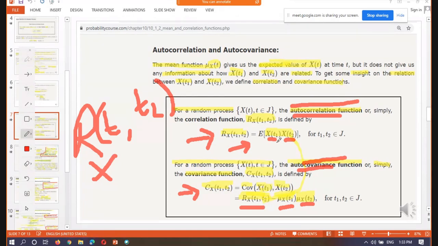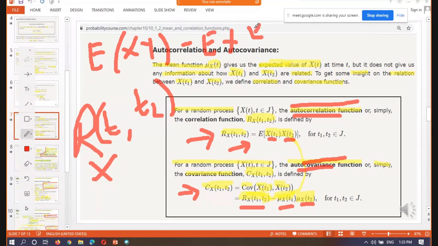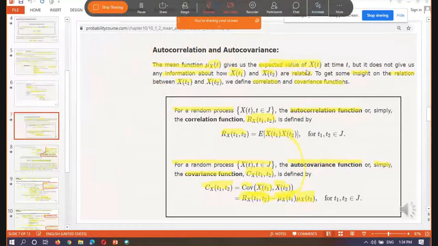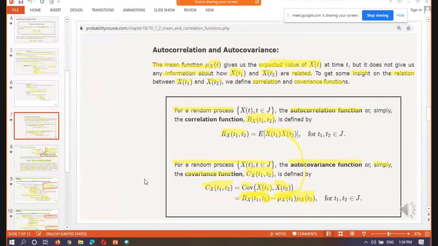In covariance, if you remember, covariance is the expectation of XY minus the expectation of X into the expectation of Y. Because the expectation of X is the mean, we get mu_X(t1) and mu_X(t2). Because mu_X(t) is the mean function of the process, and in particular when t equals t1, it is the mean of X(t1) and the mean of X(t2). Like this, we define the autocorrelation and autocovariance functions.